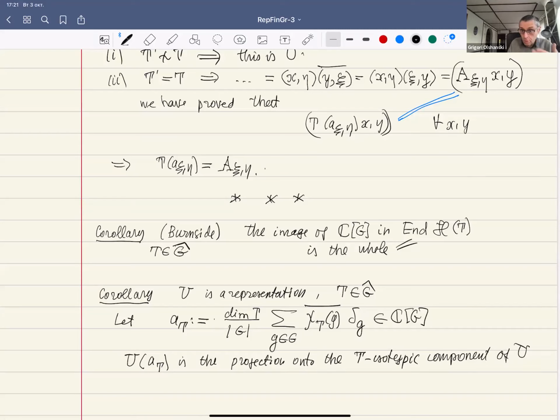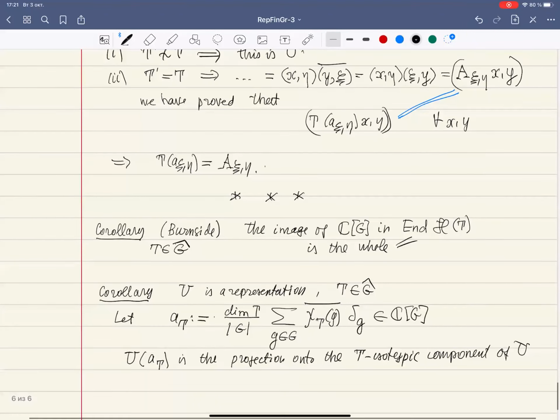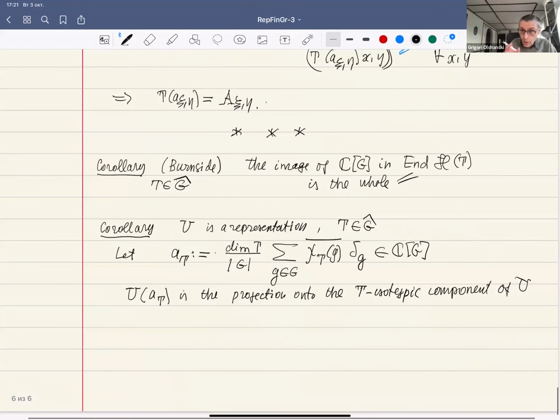Еще раз. Let me repeat. If we have an irreducible representation, take the linear span of the operators corresponding to the group elements, and what we get is the whole algebra of operators on this space. So this is the Burnside theorem. Is it okay again? Да, спасибо большое. So this is one of very fundamental results.